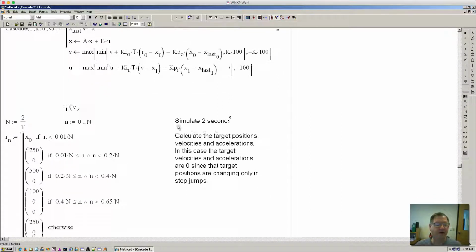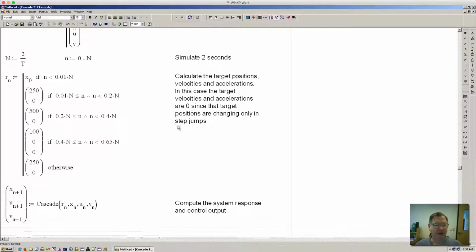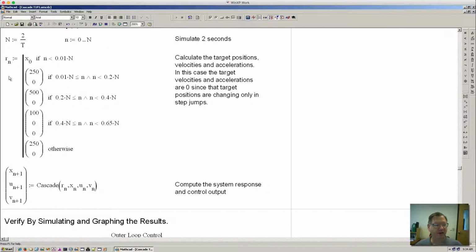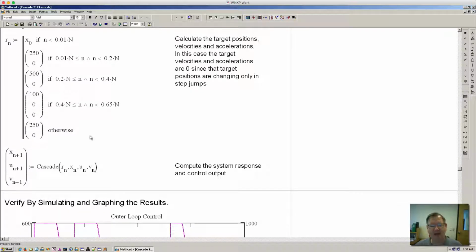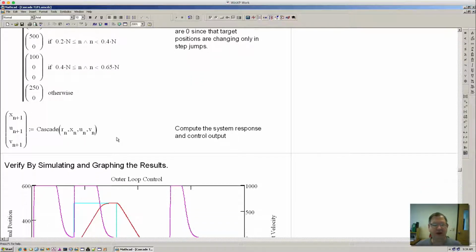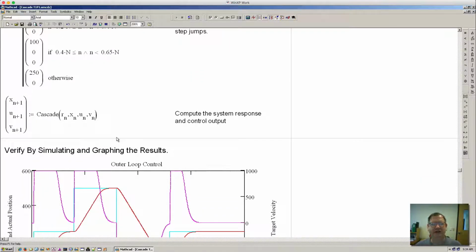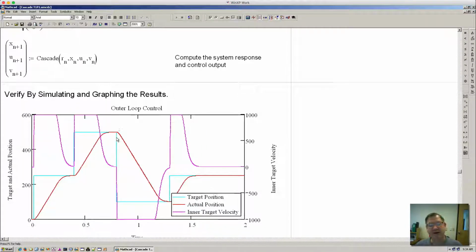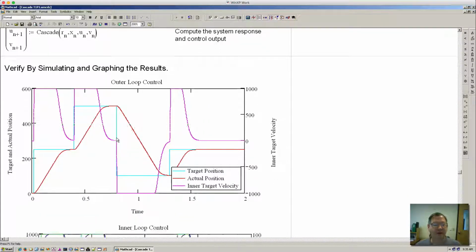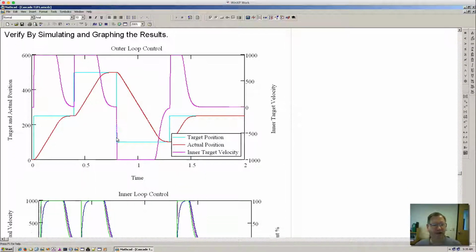So as above, we're going to first make step jumps. And like I said before, I like to test step jumps because that lets me know how robust the system is as far as whether or not it's going to overshoot or the integrator is going to wind up and cause problems. And you can see here that the outer loop control is actually fairly good. We have the actual position. It's going to the step here.